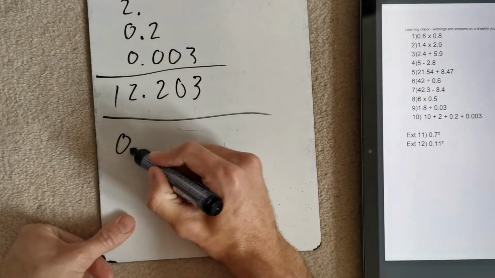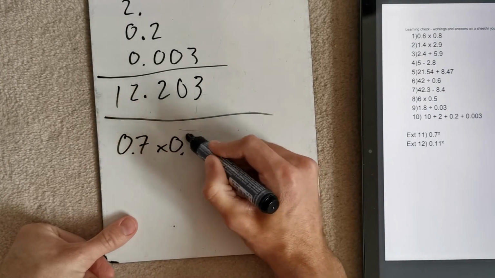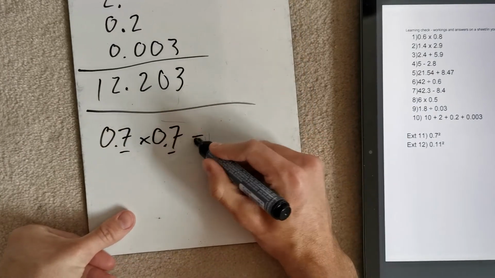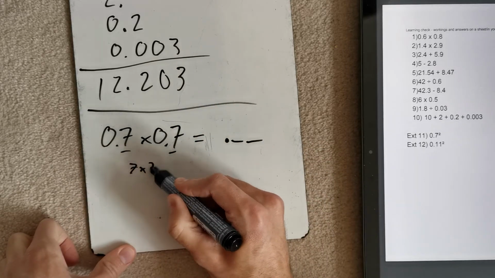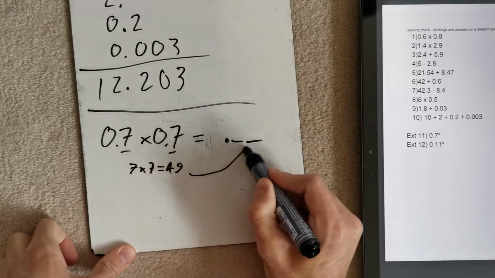0.7 squared is 0.7 times 0.7. 2 decimal places in the question, 2 decimal places in the answer. 7 times 7 is 49.